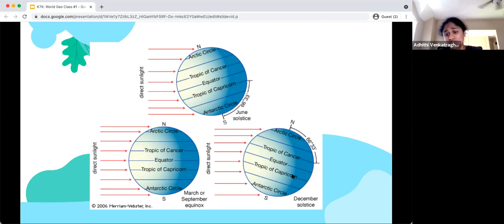And you see here, December solstice, it's tilted in the other direction. So the southern hemisphere gets more light than the northern hemisphere. And in the March or September equinox, you see it's exactly equal, perfectly straight.